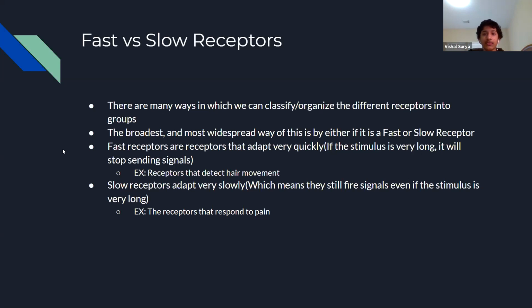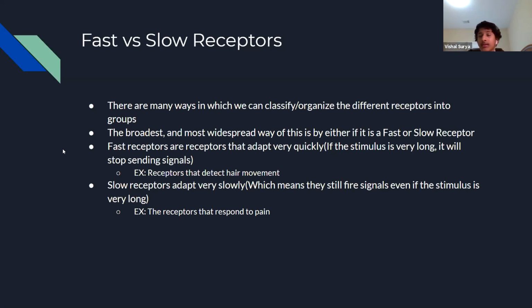An example of this is something that responds to pain. This can also explain why, even after the initial pain occurs, for example if you hit your hand, you're still going to feel pain for a longer period of time, because it's slow to adapt. You're still going to feel it.